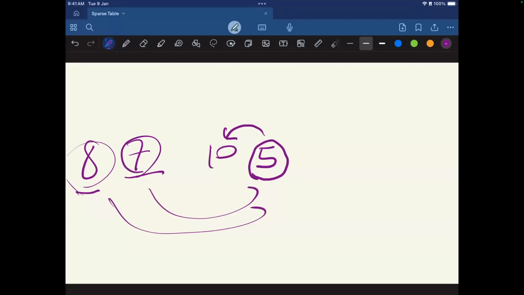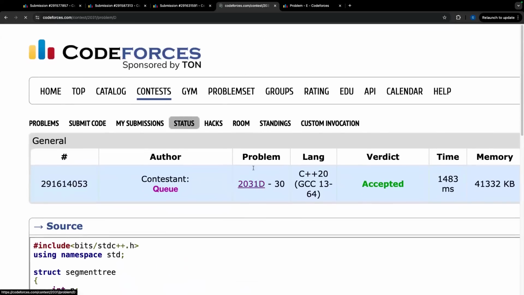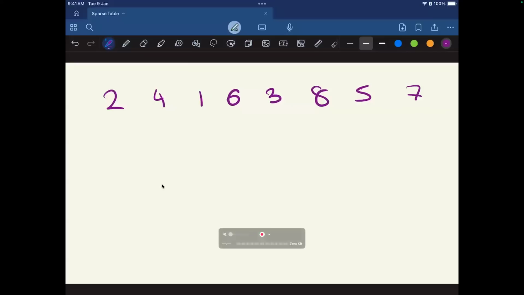Let me just do a quick dry run to explain what the code actually does. I think it's a bit too advanced for people who don't know segment trees. So I'll just explain what exactly the code does, and then you can solve it on your own. So we have elements between 1 to n. Let me just write it down: 2, 4, 1, 6, 3, 8, 5, 7. Let me have my answer for 1, 2, 3, 4, 5, 6, 7, 8.